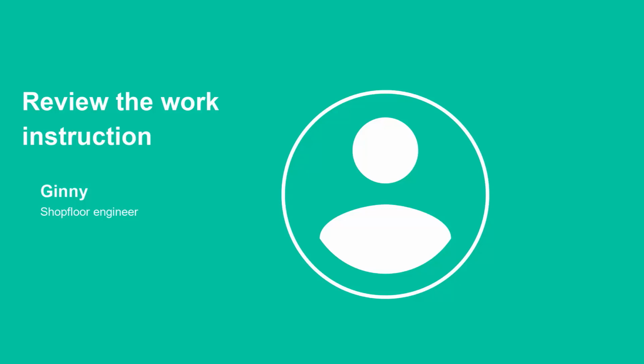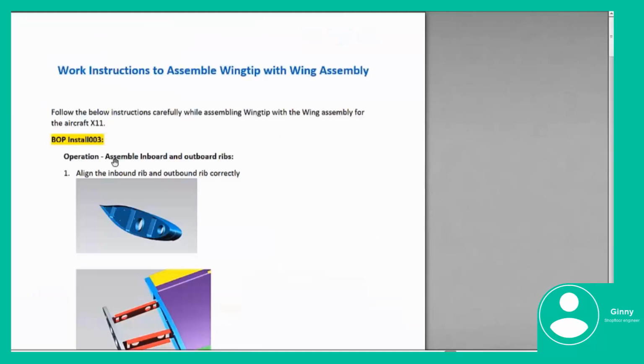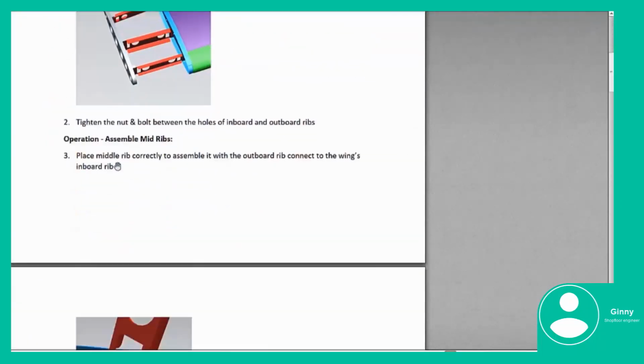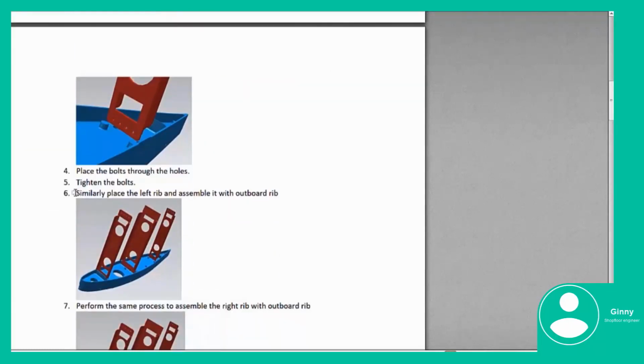Jenny and her colleagues on the shop floor must get clear work instructions to perform the task of assembling the airplane wingtip. She will be reviewing the draft of the work instructions document generated from EasyPlan by Harry to ensure the document is ready for her team. She gets a notification from Xcelerator Share that Harry has shared something with her via the Xcelerator Share project. Jenny opens Xcelerator Share and sees the work instruction document.